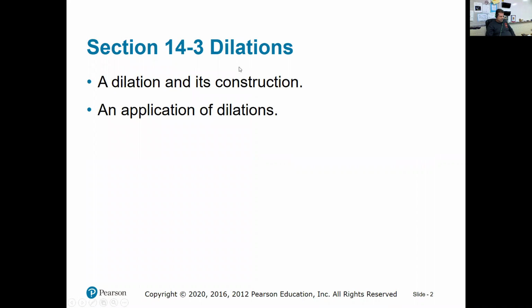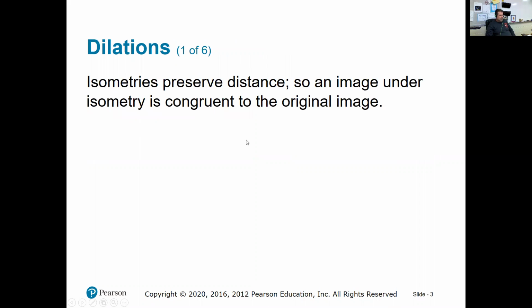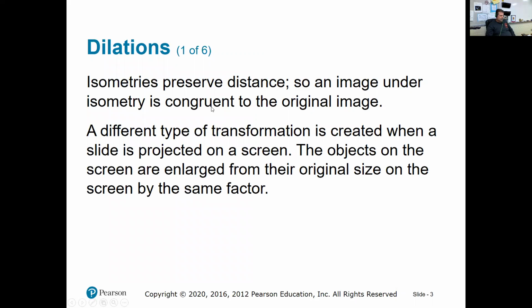It is on dilations. 14.3, a dilation, a little bit on constructions and the application of dilations. Now, this is the only one that is not an isometry, okay? The isometries, remember, keep the same shape and size. Nothing changes. So an image under isometry is congruent. We talk about that. A different type of transformation is created when a slide is projected on a screen. The objects on the screen are enlarged from their original size on the screen by the same factor.